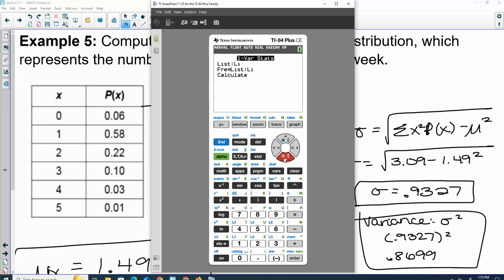And then if we calculate, we get that our mean, x bar, is 1.49, what we had before. Sigma, the standard deviation, is 0.9327. So the same things, so we can do these on a calculator as well. Are there any questions?